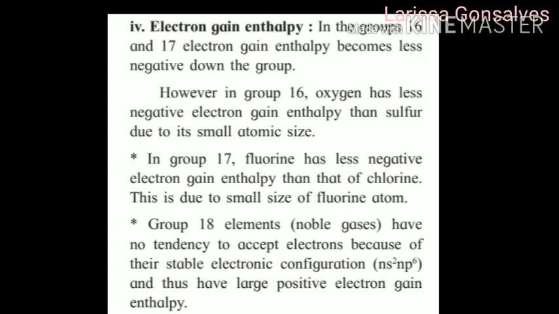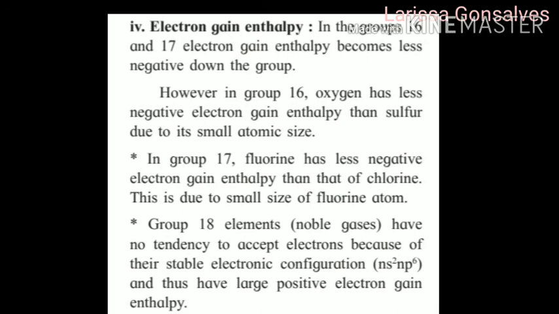Electron gain enthalpy is the amount of energy released when an electron is added to the gaseous atom. In group 16 and 17, electron gain enthalpy becomes less negative down the group. But in group 16, oxygen has less negative electron gain enthalpy than sulfur due to its small atomic size. In group 17, fluorine has less negative electron gain enthalpy than that of chlorine because the fluorine atom is smaller in size as compared to that of chlorine.